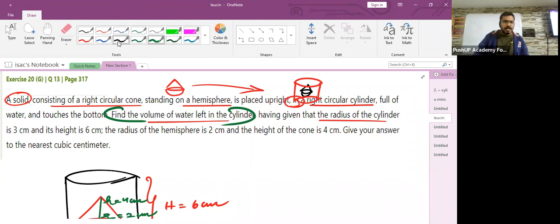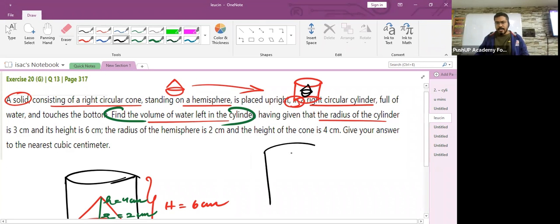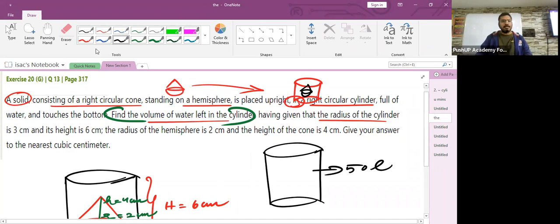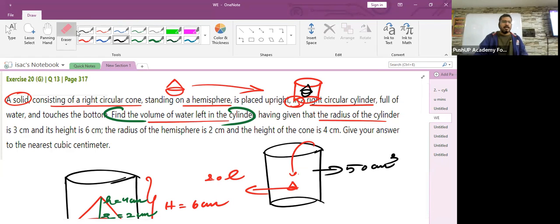All right. Now, children, if you still didn't understand the logic behind this sum, I will give you one simple example. Imagine I have a cylindrical container which is filled with 50 liters of water. And I am dropping a solid into it. Imagine it is a cone. I'm dropping a cone into it. And I'm telling you that the volume of this cone is 20 liters. 20 liter or 20 centimeter cube, whatever. Here I will say 50 centimeter cube. And here I will say 20 centimeter cube.